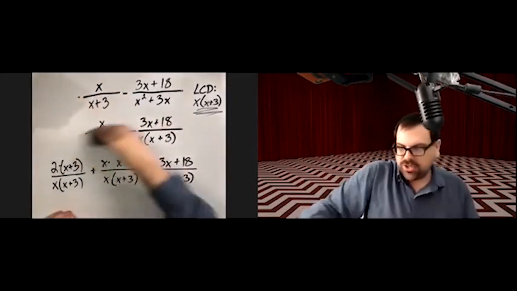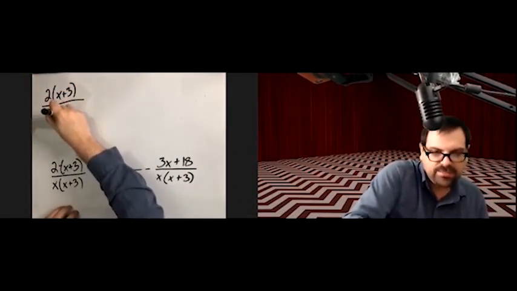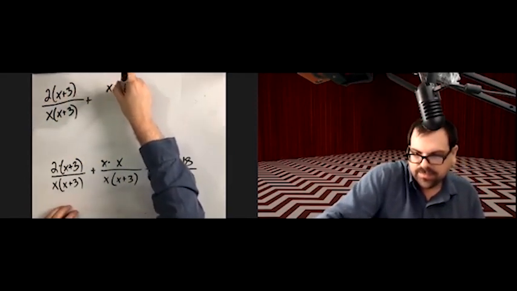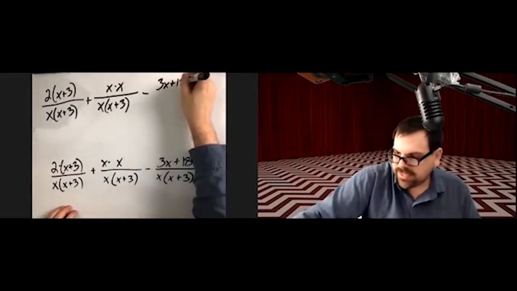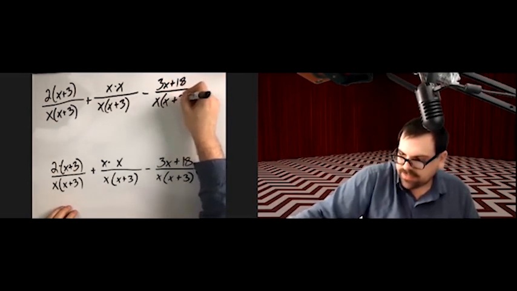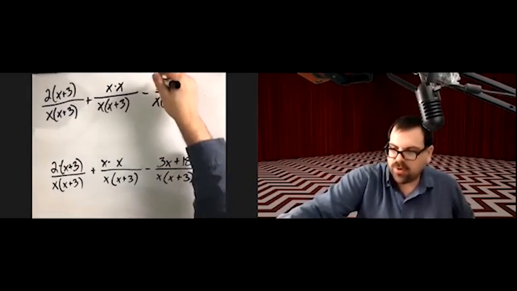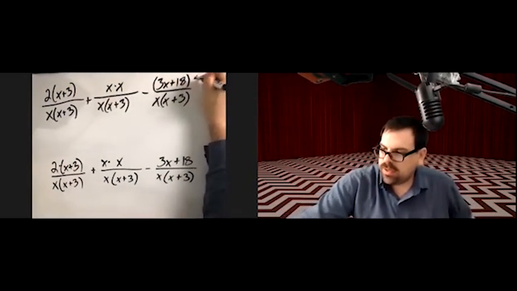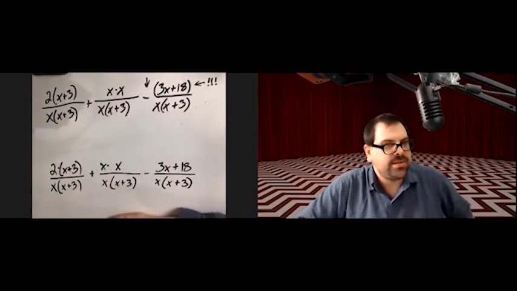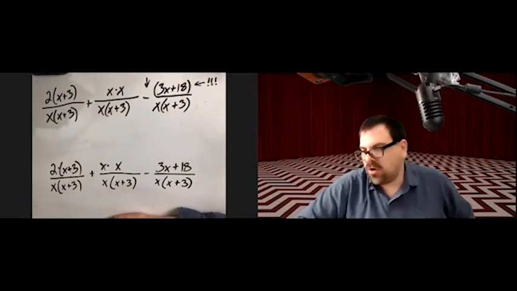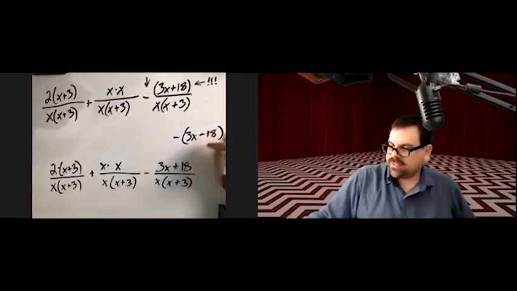Okay, moving this up top, not changing anything. I just need more room. 2 times x plus 3 over x times x plus 3, plus x times x over x times x plus 3, minus 3x plus 18 over x times x plus 3. See how we're going to be subtracting this fraction, which means subtracting that whole numerator. Let's go ahead and put in our parentheses now, because we're going to be careful because of that minus. We don't want in the long run to write minus 3x plus 18. That's not right. We want to be able to write minus this entire thing.